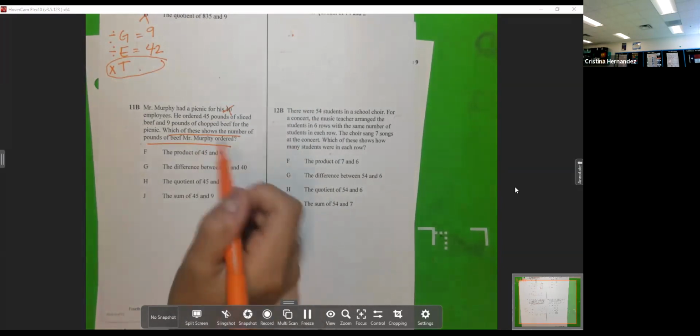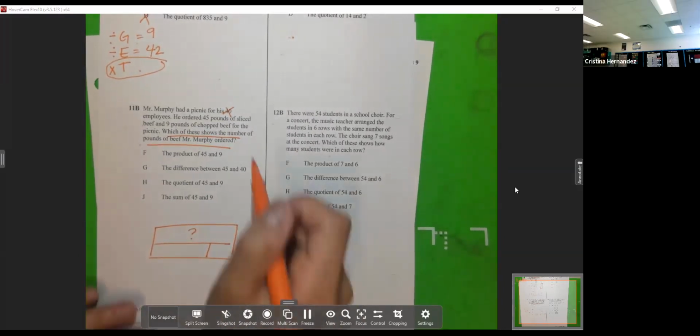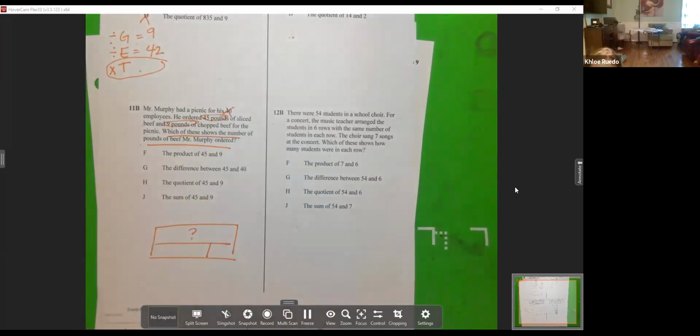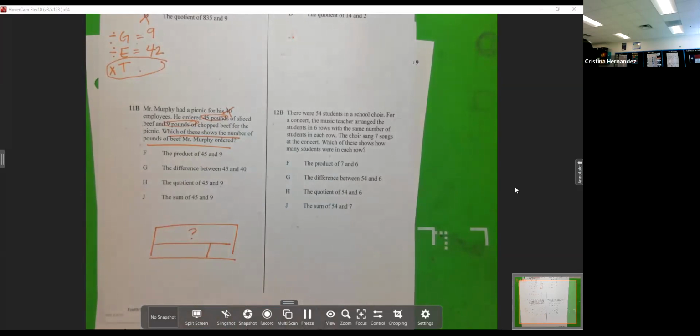So we're looking for the total number of pounds of beef Mr. Murphy ordered. So you can do a strip diagram. And we only have two numbers left. I think when you're using strip diagrams, you're either adding or subtracting, correct? And you're going to divide or multiply with the other kind. I don't think you would really ever multiply in a strip diagram.